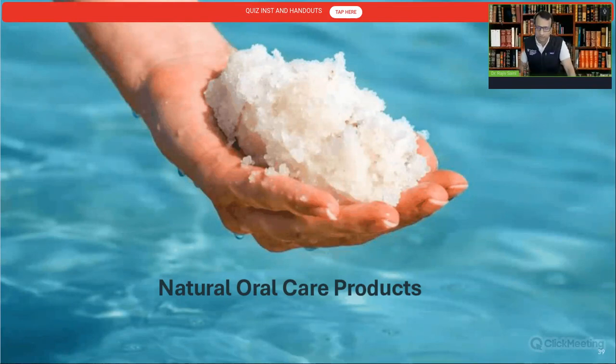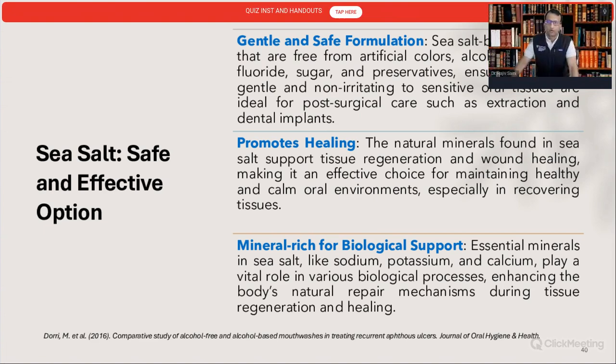Why sea salt? Sea salt existed even before the existence of human beings because sea salt comes from the sea, the oceans, and these oceans existed even before human beings. There's a huge amount of data on why and how sea salt can be such a great oral care product, not only for cancer survivors but for anyone who wants great oral health without involving any alcohols and chemicals.